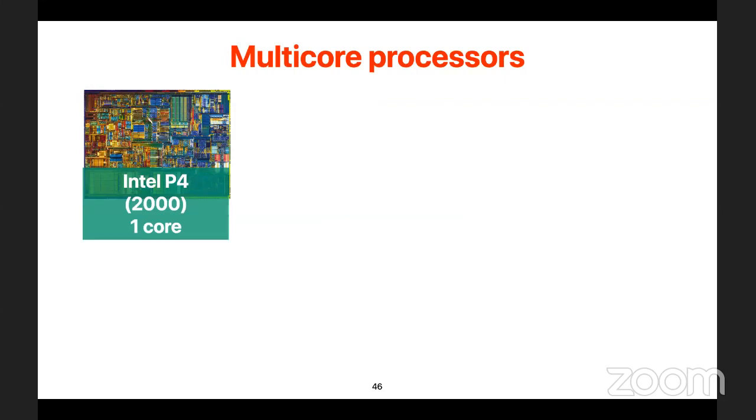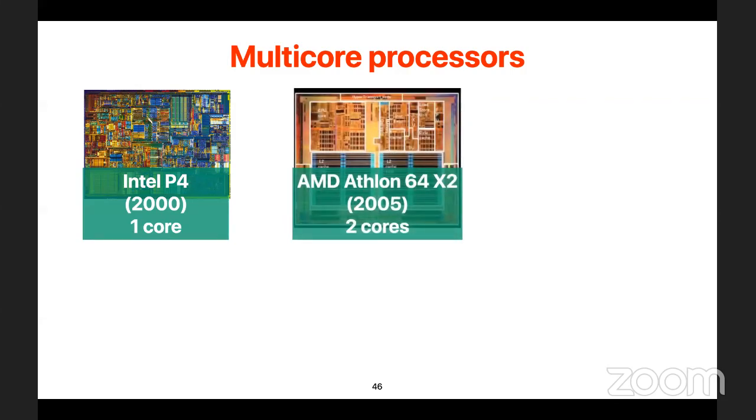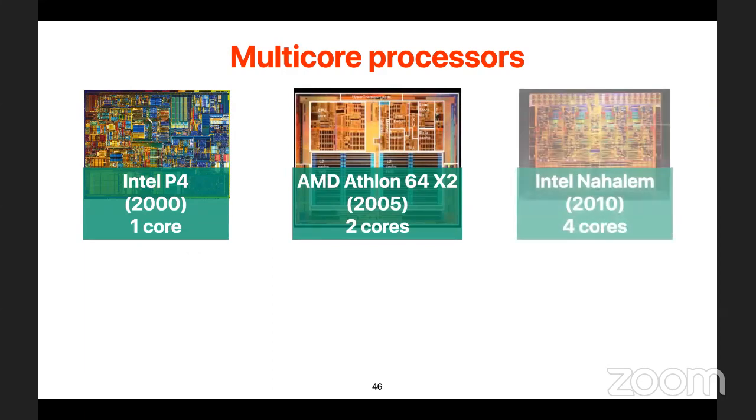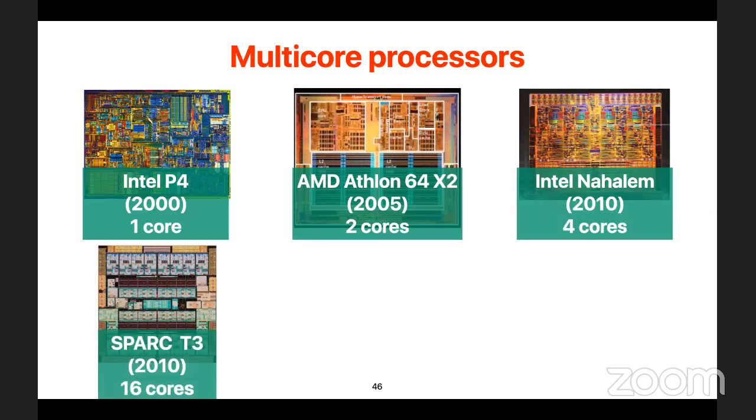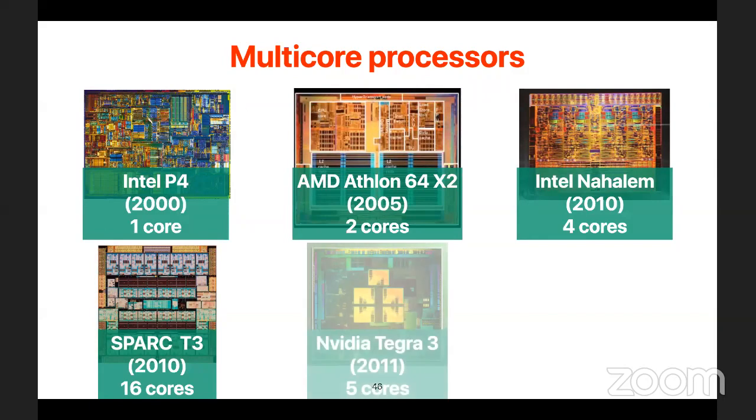So instead, we try to build multi-core processors. The first commercially available multi-core processor was the AMD Athlon 64 X2, in 2005. And then Intel Nehalem had the first quad-core processor in 2010. SPARC, which was originally developed by Sun and later acquired by Oracle, had a 16-core processor the same year as Intel rolled out the quad-core processor.